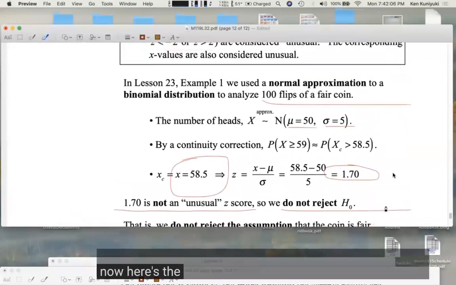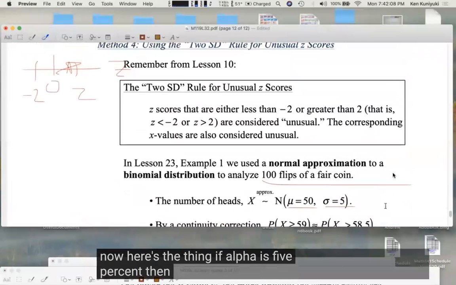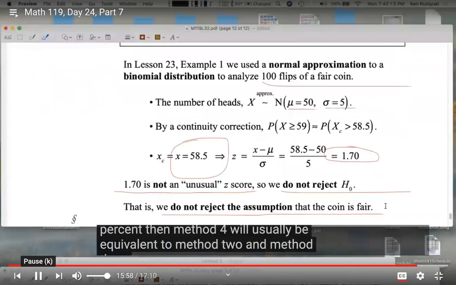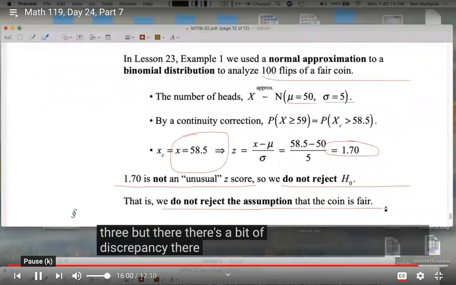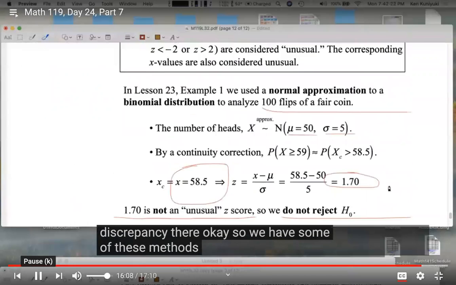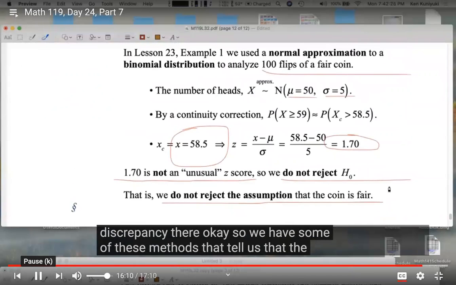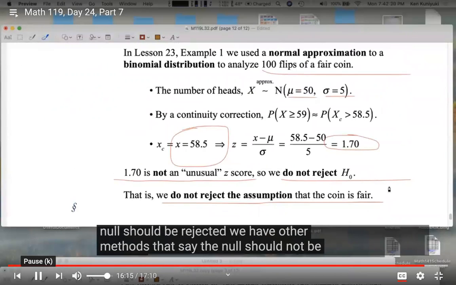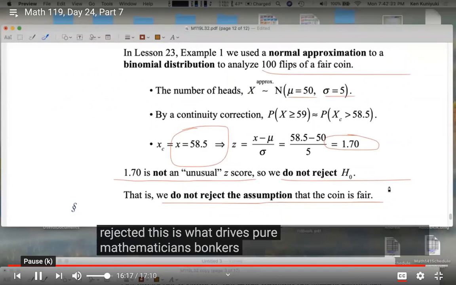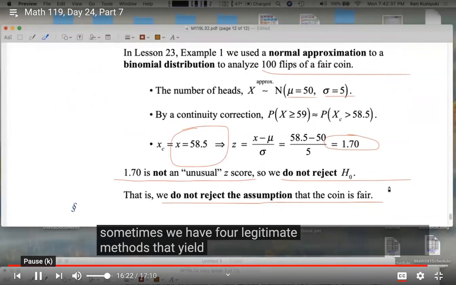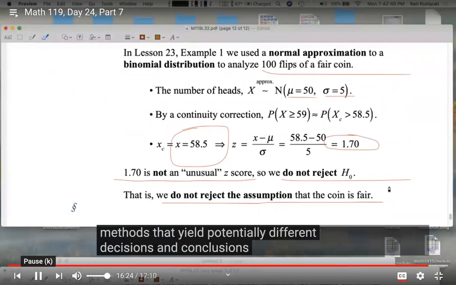Now, here's the thing. If alpha is 5%, then method 4 will usually be equivalent to method 2 and method 3, but there's a bit of discrepancy there. So we have some of these methods that tell us that the null should be rejected. We have other methods that say the null should not be rejected. This is what drives pure mathematicians bonkers about statistics sometimes. We have 4 legitimate methods that yield potentially different decisions and conclusions.